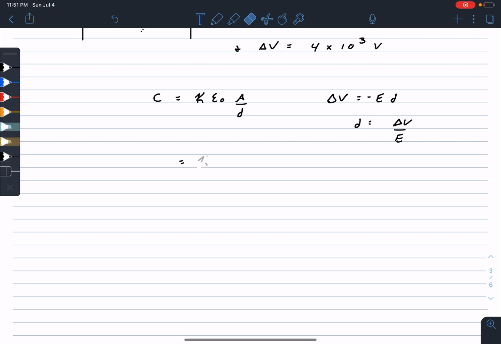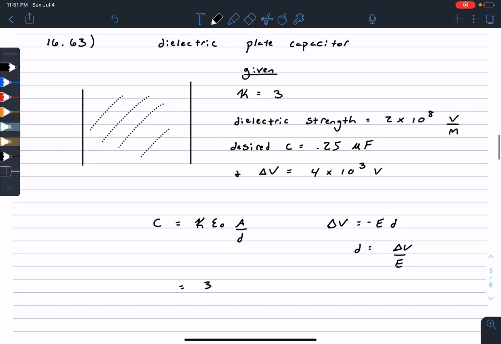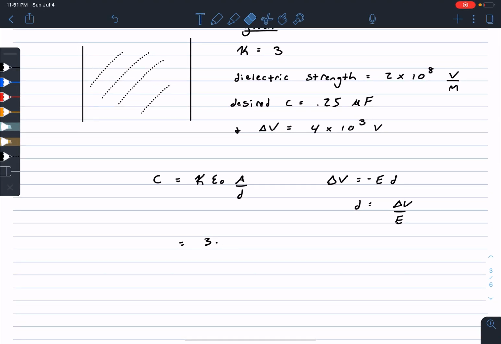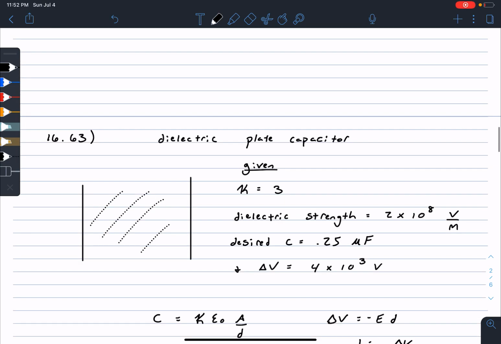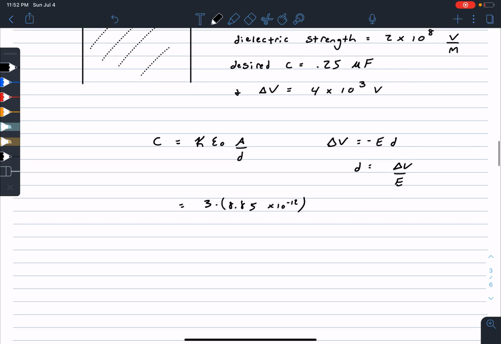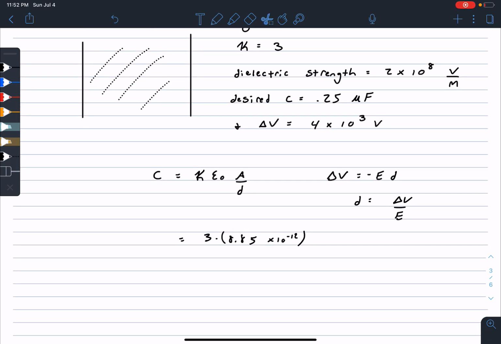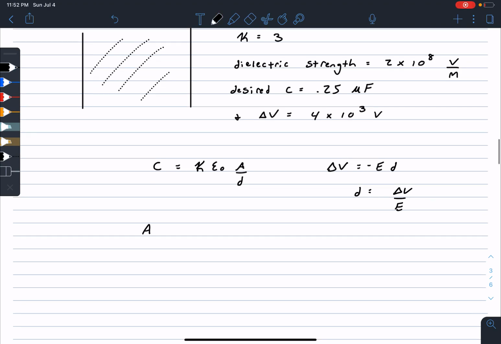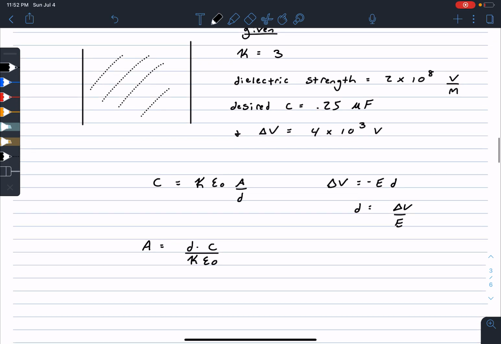So now we're given a value of 3. Just double checking my work here. That's 3 times epsilon naught, which is 8.85 times 10 to the negative 12. And then we have area, which we're given. No, we are not given area. We're solving for area. Sorry, my bad. That's a mistake. Moving a little too quickly. So what we want to do is solve for area. So we have a desired capacitance. We go D times capacitance over the dielectric constant and epsilon naught. Oh, I'm replacing this. That's why. Okay, so this goes here.